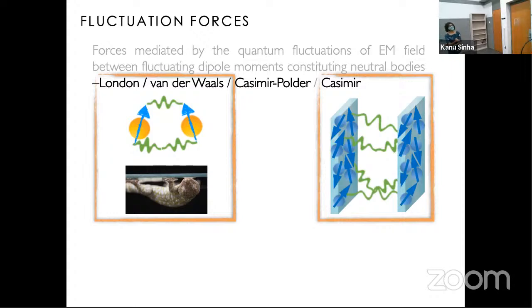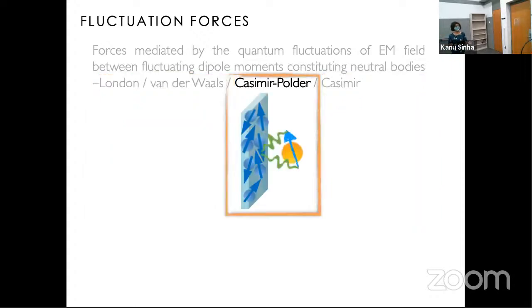For the purposes of today, I will focus on the situation where we have a particle or a collection of particles close to a macroscopic body, and we'll refer to that as Casimir-Polder interactions. Okay.